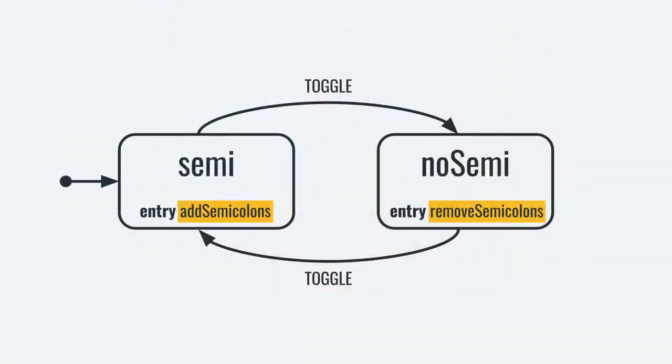So we're going to send the machine the toggle event, so it can go from one state to another. And the machine is going to give us back these actions. So when it enters the semi state, it's going to tell us add semicolons. But it doesn't do anything. It's just a label of the action that we have to take. And when it goes into no semi, it's going to tell us remove semicolons.